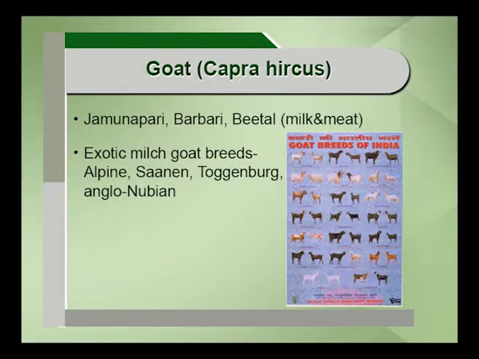And other breeds are basically for milch purpose or meat purpose. Jamnapari is a very, very famous breed of goat. Barbari, Beetal. And of course, there are a lot of exotic milch goat breeds. One is Alpine, from France, and Saanen is from the Saanen Valley of Switzerland. Toggenburg is also from Switzerland, the Toggenburg Valley. And Anglo-Nubian is a very, very important one, because it has been produced using the Nubian from Egypt and Jamnapari, and also the English type. These are all the exotic milch goat breeds. But the point I want to say is that we need to use these milch breeds for our purpose, for crossbreeding.